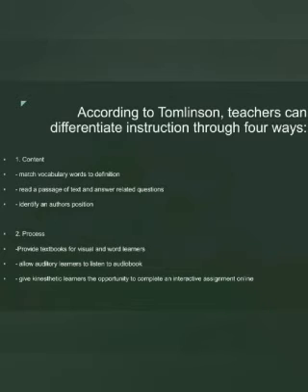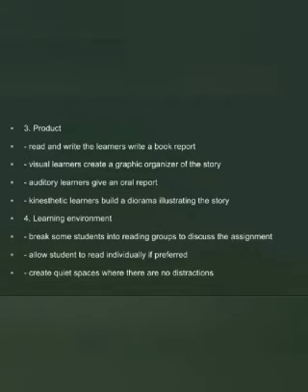The first one is the content. Match vocabulary words to definitions, read a passage of text and answer related questions, identify an author's position and provide evidence to support this viewpoint. The second one is the process. Provide textbooks for visual and word learners. Allow auditory learners to listen to audiobooks. Give kinesthetic learners the opportunity to complete an interactive assignment online.